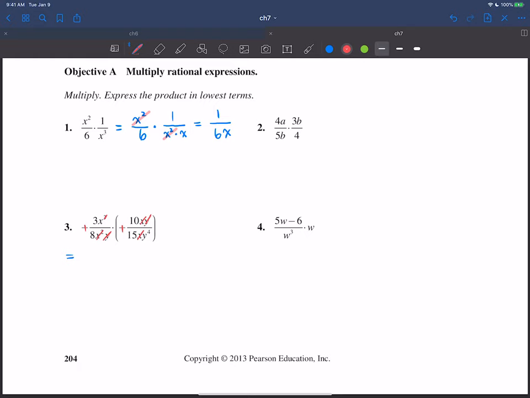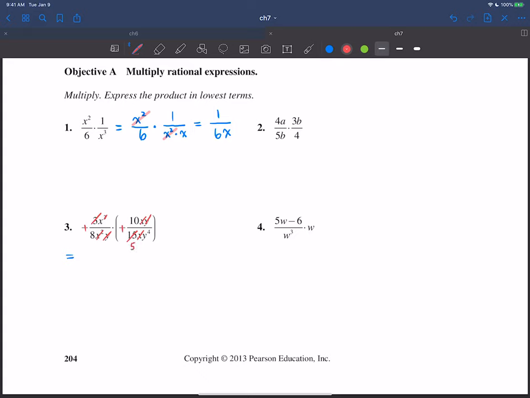And in terms of the numbers, we could also do some simplification. I could divide 3 and 15, both of them, by their GCF 3. If I divide 3 by 3, it becomes 1. If I divide 15 by 3, it becomes 5. So I'm going to write a 5 right here.